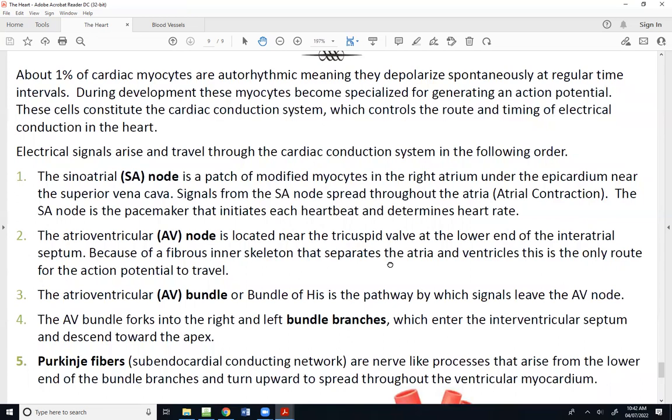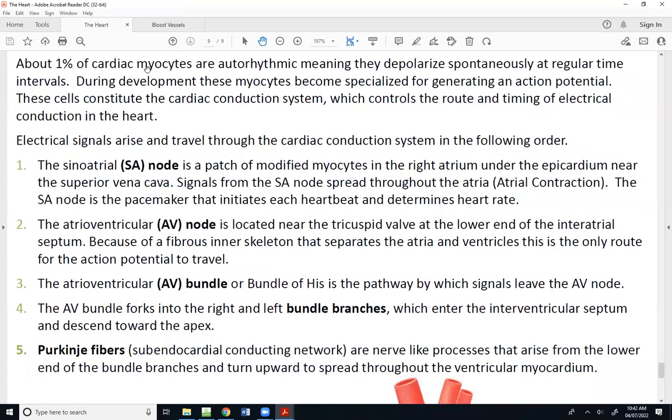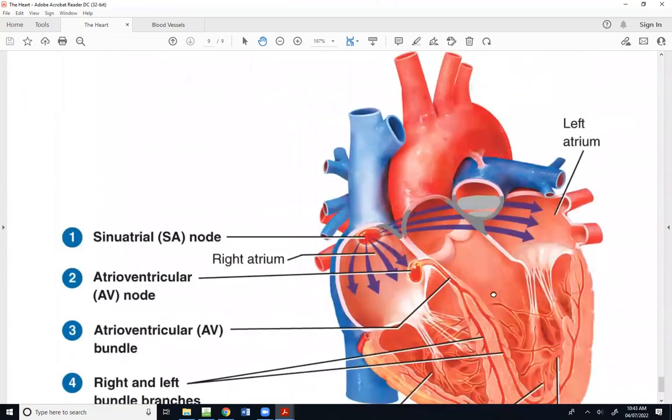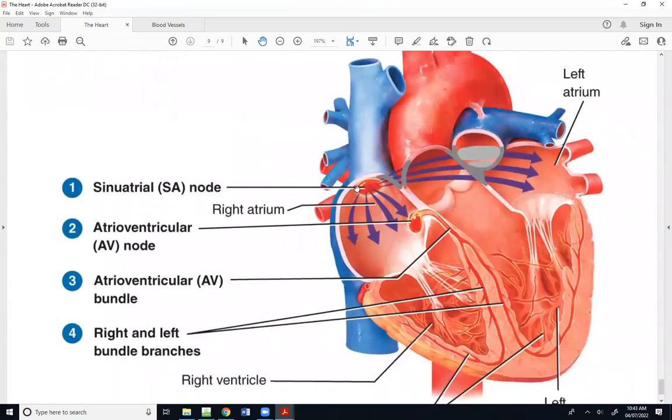All right. About 1% of the cardiac muscle fibers or myocytes in our heart are autorhythmic, which means that they are essentially more like a neuron and less like a muscle fiber. Instead of contracting, they depolarize spontaneously at regular time intervals and thus are capable of generating an action potential just like our neurons are. These cells are what constitute the cardiac conduction system, which controls the route and the timing of electrical conduction in the heart. So essentially, all nerve signaling originates in the heart and is conducted through these 5 different structures.